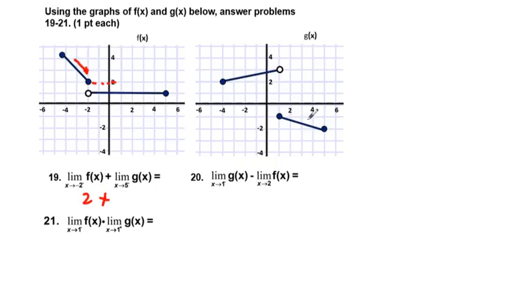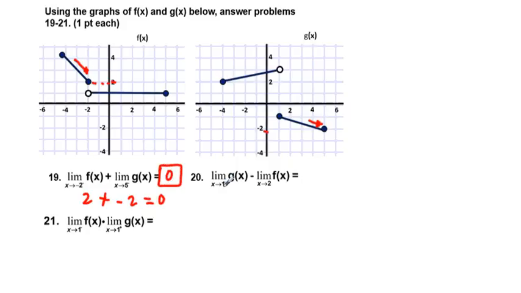So as we approach -2 from the left side, we hone in on this value here of +2. So that's going to be 2 plus, and then we look at this right one here, the limit as x approaches 5 from the left side of g of x. So we come over to this g of x, and we go to 5 from the left side, and we hone in on this value here of negative 2. So we have 2 plus negative 2, which is going to be equal to 0.